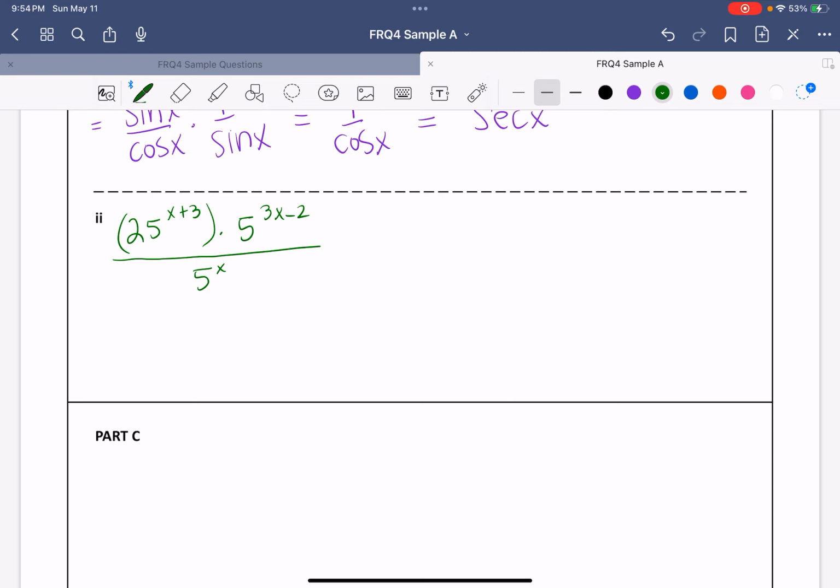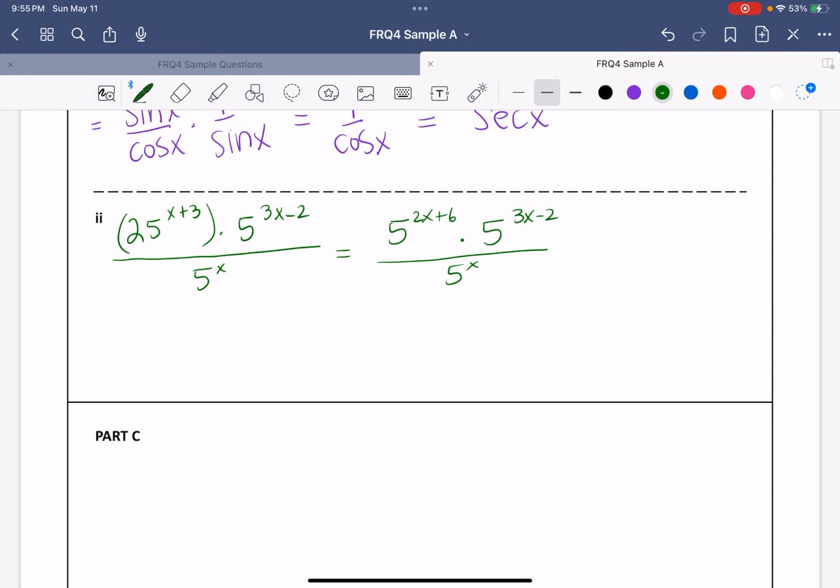Okay, so like I said, we want to make sure that everything is a power of 5. So that's a power of 5, that's a power of 5. But this is a 25, so we need to rewrite that. I know that 25 is the same as 5 squared, but then it already had x plus 3. So I'm actually going to get this 2 and multiply it in. So that'll be 2x plus 6. Okay, and then we're still multiplying by 5 to the 3x minus 2 and dividing by 5 to the x.